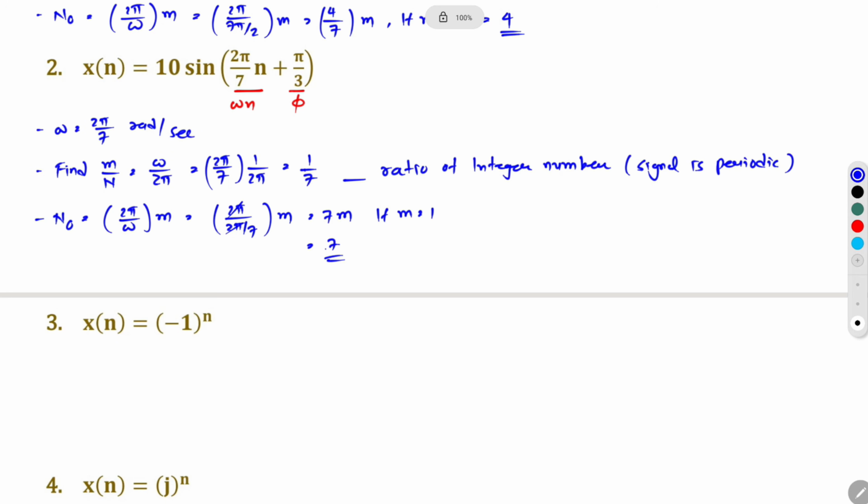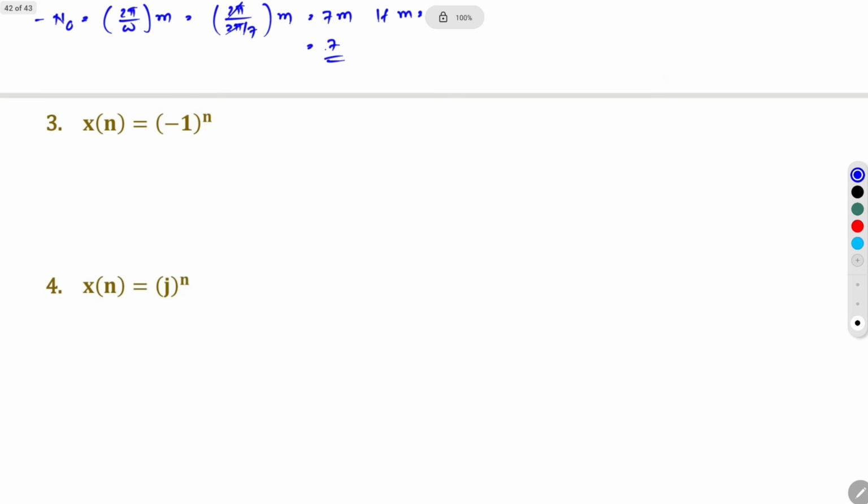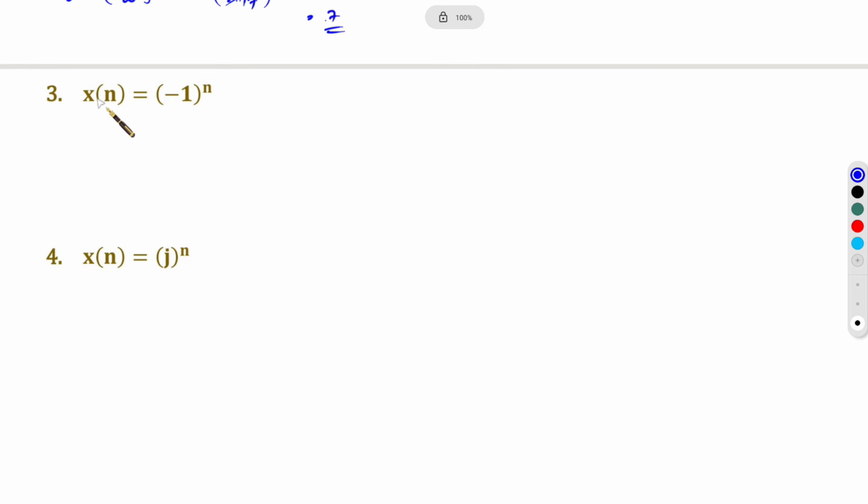Now let me explain third signal. Here if you observe, third signal is -1 to the power small n. So here we have a signal that is -1 to the power small n. Let me explain how this signal will appear. Like it is coming from minus infinity, where n is equals to minus infinity. Now if you consider n is equals to 0, then -1 to the power 0, that will be 1. If you consider n is equals to 1, then -1 to the power 1, that will be -1.